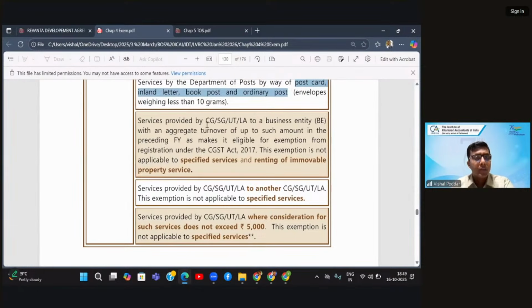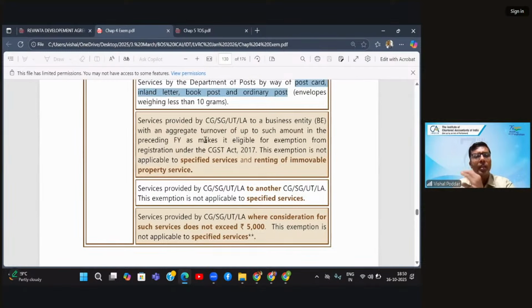Next, services provided by all these government, central, state, etc. to a business entity with an aggregate turnover in the preceding years as makes it eligible for exemption from registration. So this is the point where I was mentioning earlier, that where the services are provided to small business entity, that is also exempt.